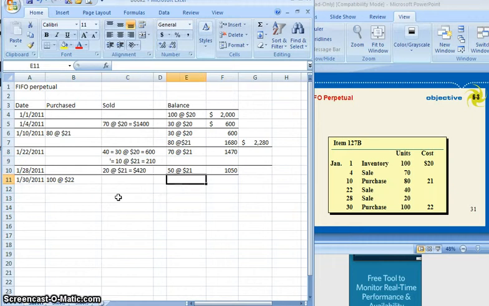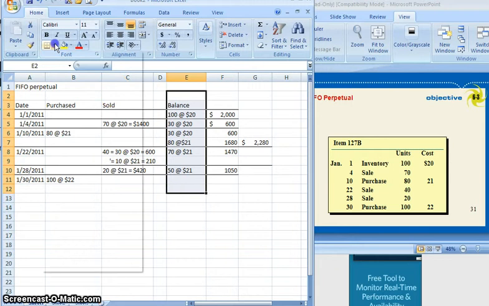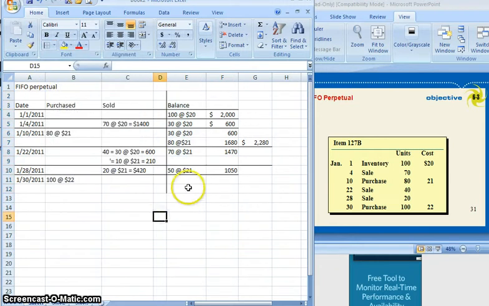Okay, so here we are. We're at our balance column. Maybe I should separate this a little bit. Let's draw a nice line here. Okay, we're at our balance column. So what we're left with is we've got 50 at $21, equals 50. And you also have this new inventory you just purchased. You have 100 at $22, sorry, 22.